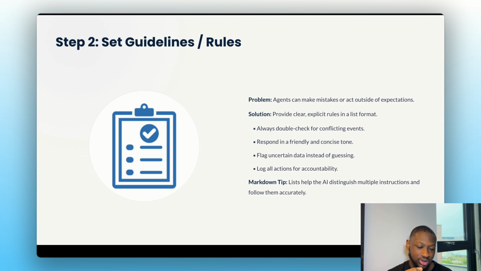And here's a solution with that. We provide clear, explicit rules in a list format, which would basically be in a bullet point format. For example, all we tell it to do could be: always double check for conflicting events, respond in a friendly and concise tone, flag uncertain data instead of guessing, and finally, log all actions for accountability. Here's the markdown tip: lists help the AI agent distinguish multiple instructions and follow them accurately.